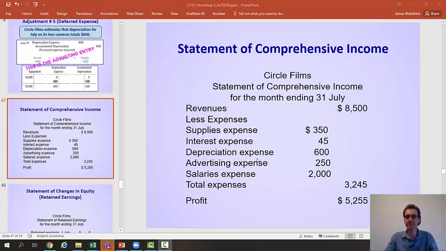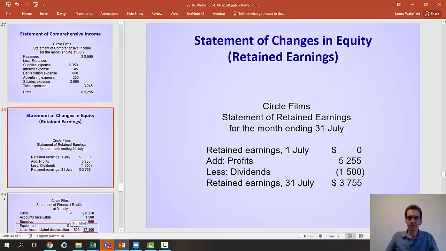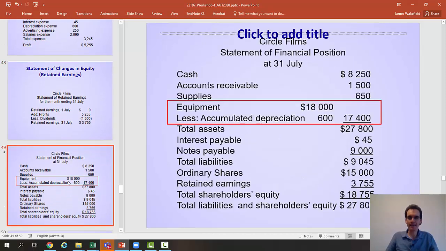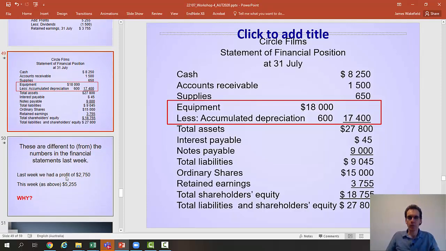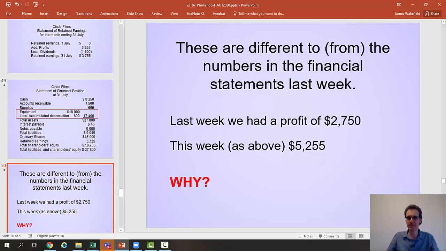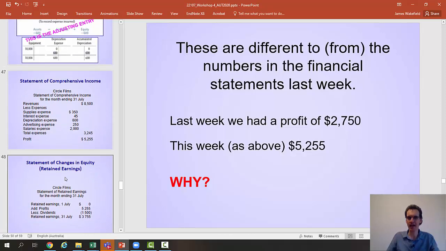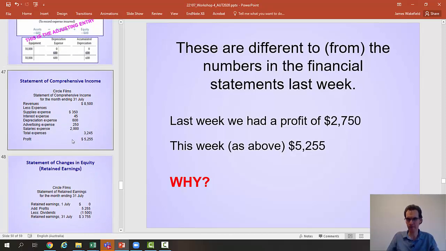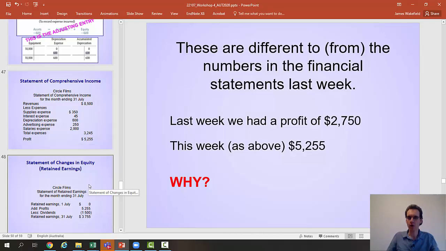Now, if we look at the statement of comprehensive income or income statement for Circle Films, and we look at the statement of changes in equity that captures retained earnings, and we look at the statement of financial position, which is the balance sheet, which we've discussed before, we will see that there are differences compared to the profits in the financial statements for this business that we consolidated together in the last workshop.